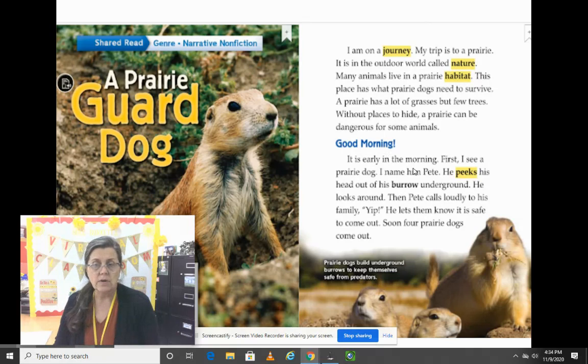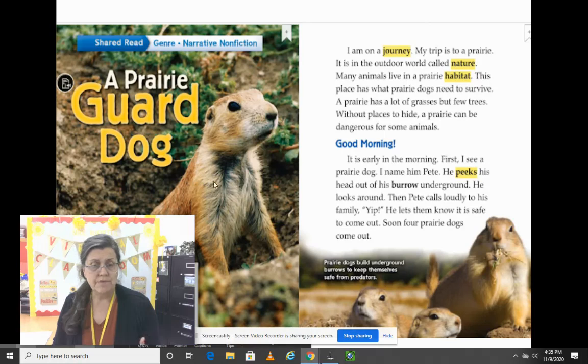It is early in the morning. First I see a prairie dog. I name him Pete. He peeks his head out of his burrow underground. He looks around. Then Pete calls loudly to his family. Yep! He lets them know it is safe to come out. Soon, 4 prairie dogs come out.